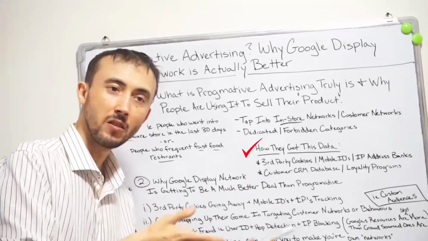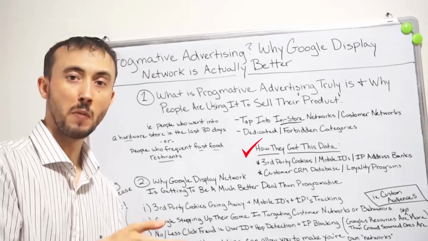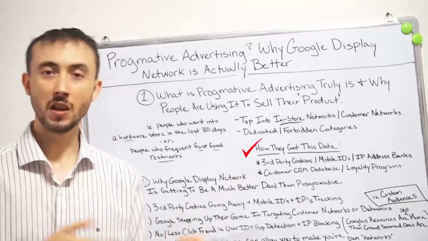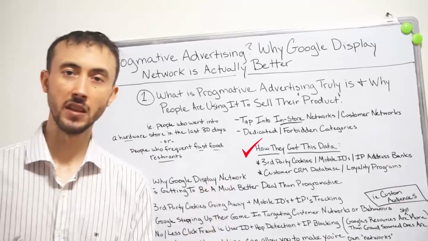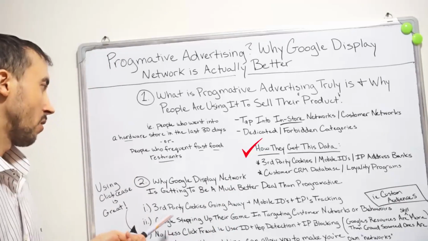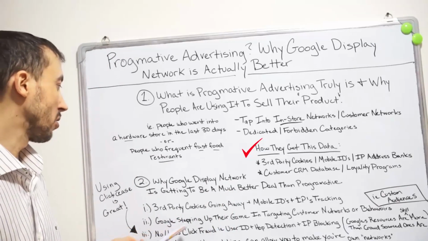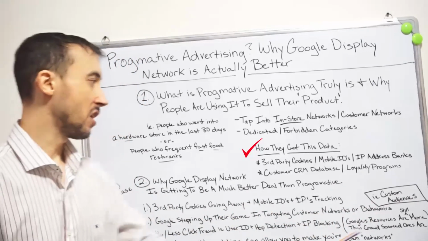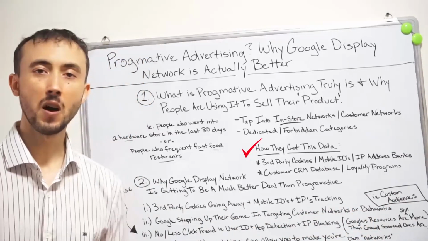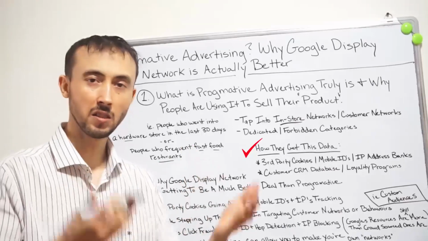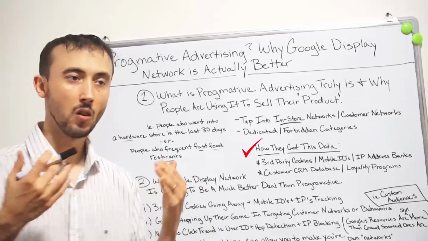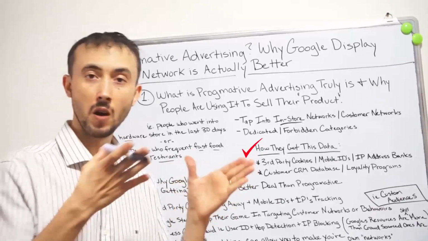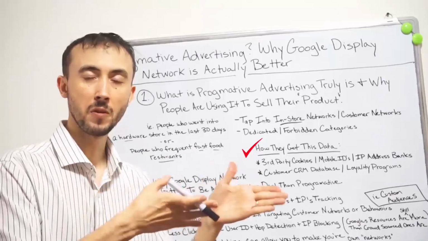So if you're having less results with a programmatic ad network than you had before, that's why, and in my opinion it can only get worse from here. So Google is stepping up their game and targeting customer networks or behavior. There's a thing called custom audiences. You can create a custom audience, or if you want to call it a cohort, of traits that make up your perfect customer.